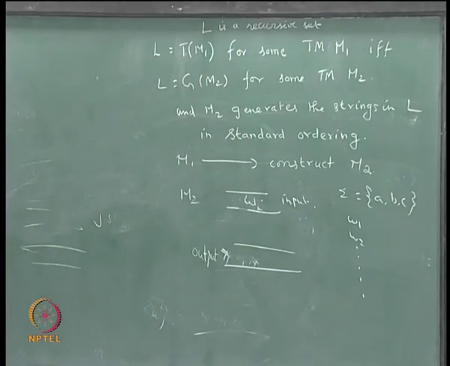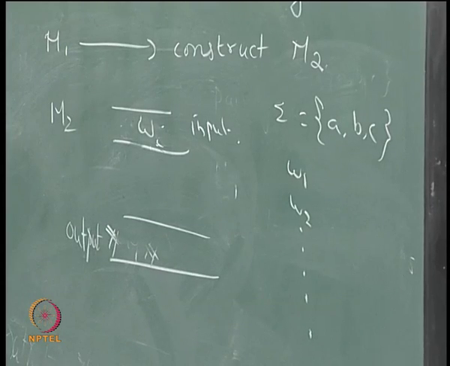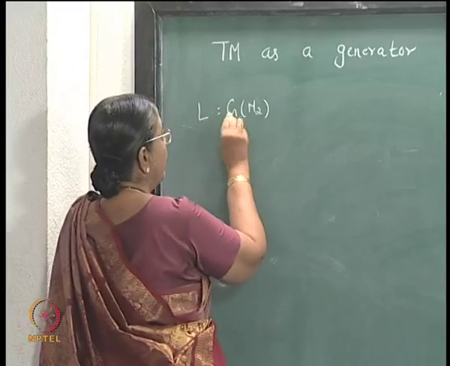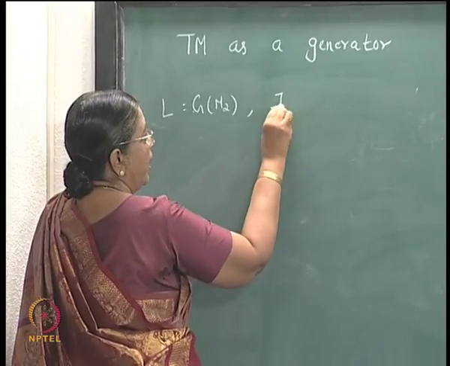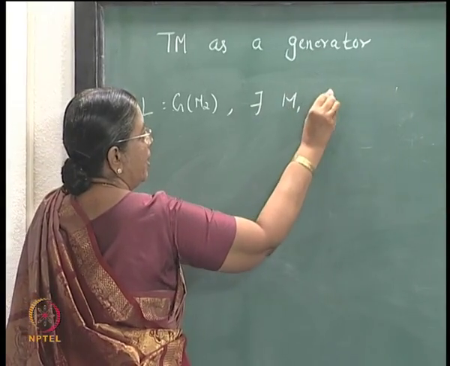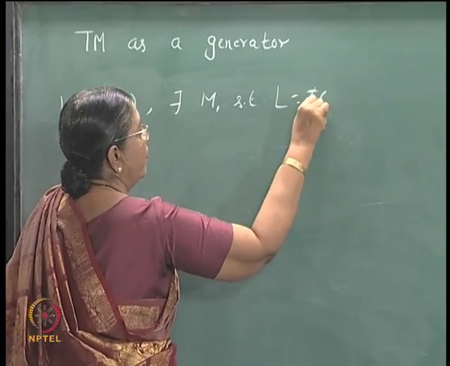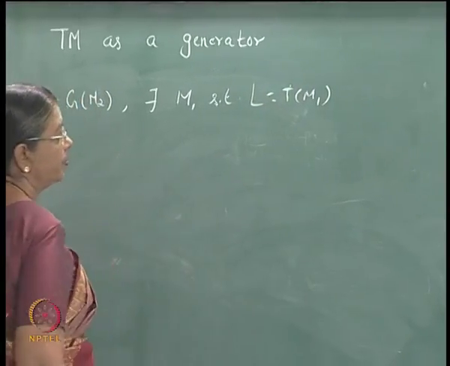Then in this case, if L is equal to G of M2, there exists M1 such that L is equal to T of M1.